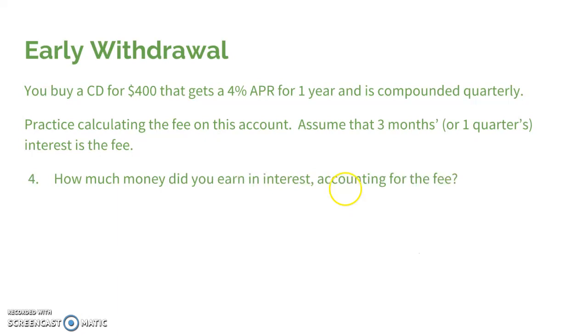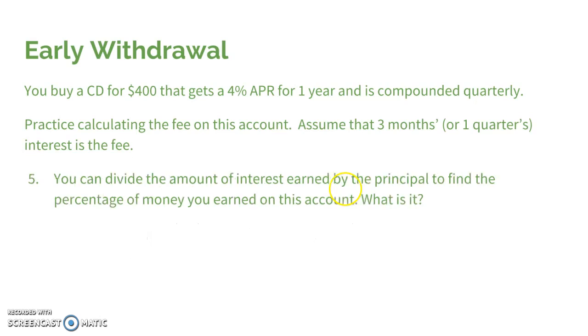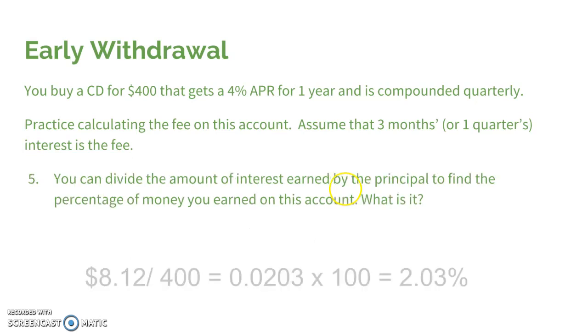How much money did I earn in interest accounting for that fee? Remember, if you want to find out how much money that you have earned in interest, see if you can figure it out here. All right, hopefully you've had a chance to figure it out. Remember, you take the amount you get back and subtract your original amount you put in. So you put $400 in, and I find out I made $8.12. And I could find the percent of money earned as well.